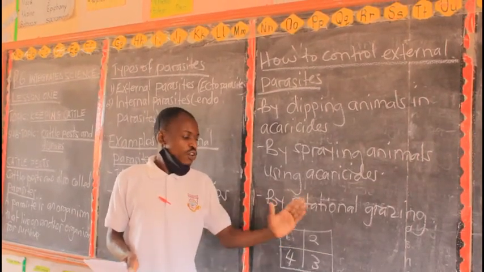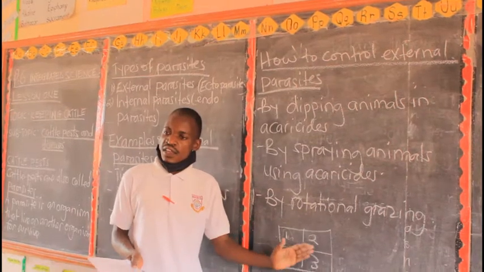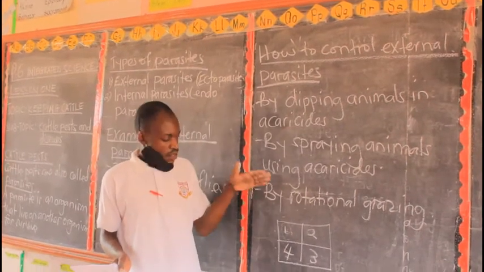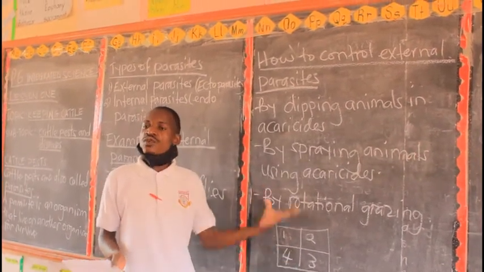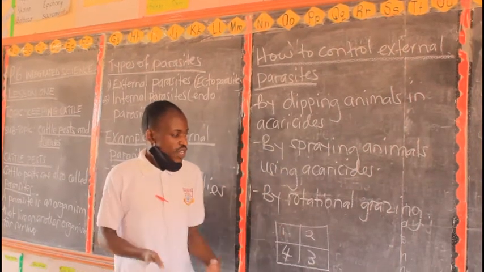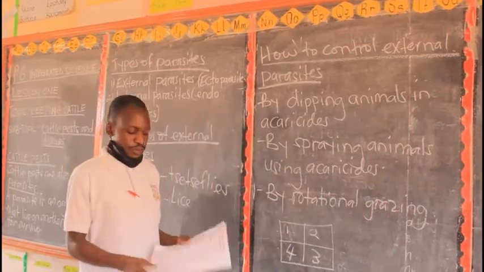Today you graze here, tomorrow you shift, you go to another paddock. Like that. As for the first one, the grass keeps on growing. So that's what we call rotational grazing.